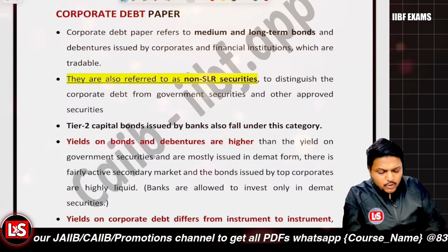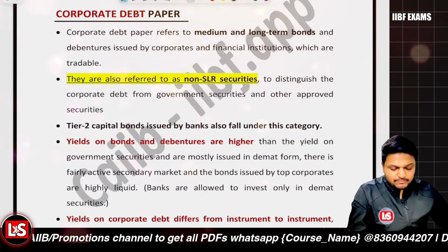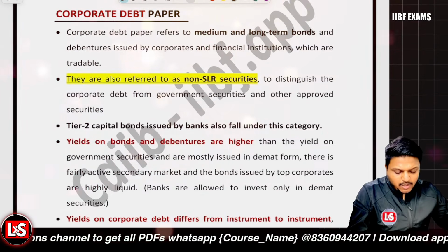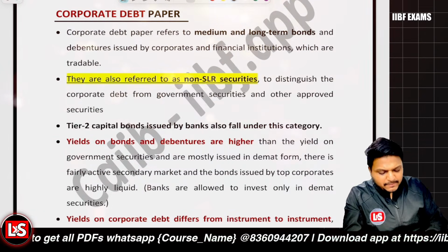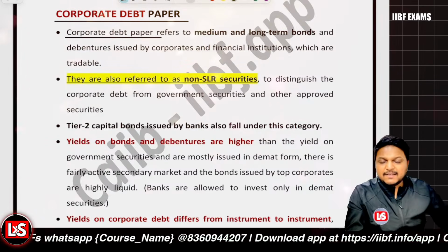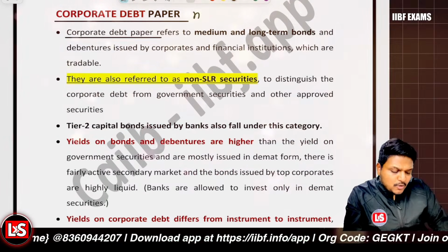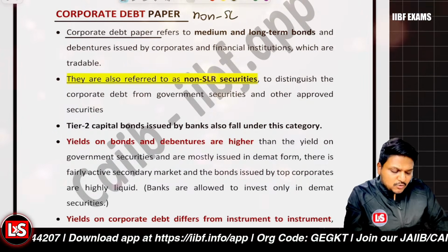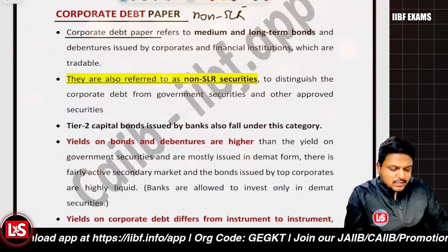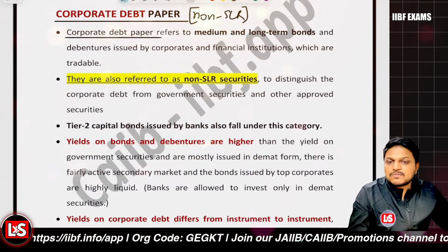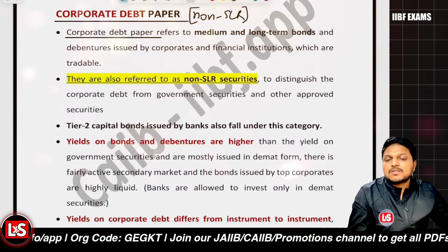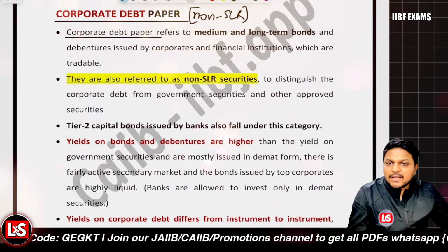So, will these be secured enough? No, these are not that much secured. These are the debt papers, and these are for medium term and long term periods. And these are also known as the non-SLR securities, because these do not fulfill the criteria for the statutory liquidity ratio purposes, like bonds, debentures, tier 2 capital bonds are there, right?